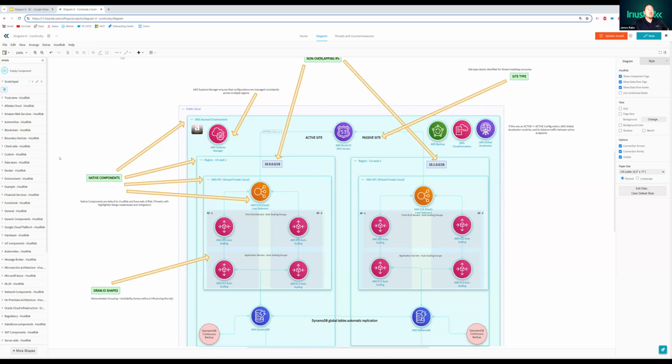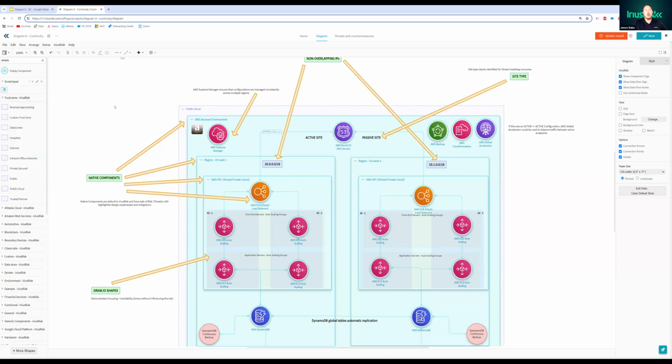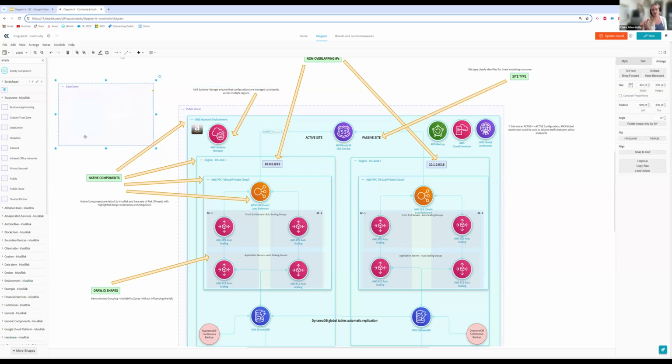Yeah, and when you say trust zones, I'm assuming we mean full trust zones. Like I have public cloud here, and I might use, for example, my data center trust zone, right? Yes, an actual trust zone, not one of the boxes you're using to represent a certain area.